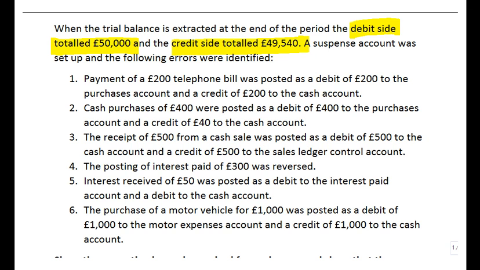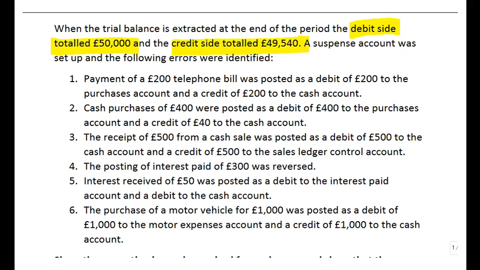because every single double entry you post should balance. So every single double entry should have the same amount on the debit side as on the credit side. So in theory, it shouldn't matter if you're posting one double entry in a year or 10 million double entries. No matter how many you're posting, the totals of the debits should always equal the total of the credits. If they don't, there's a problem.